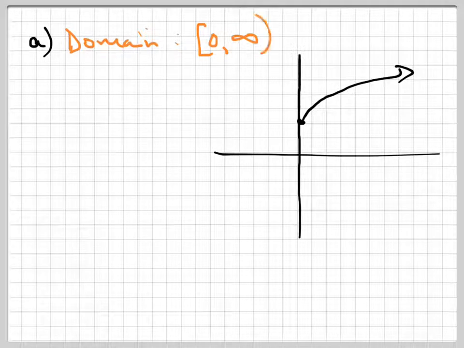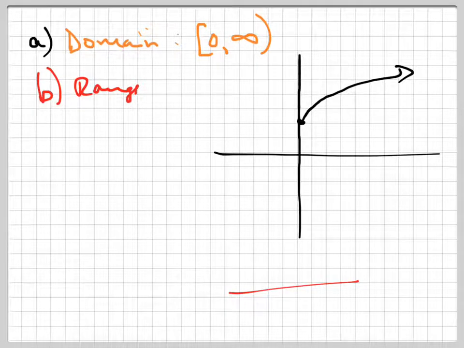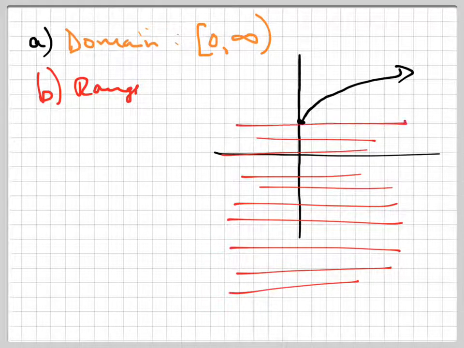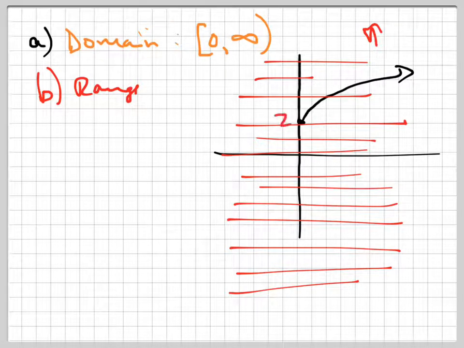The range, the next question, is similar. To find the range, instead of doing vertical lines, I do horizontal lines starting at negative infinity. No, no, no, no, no, no, no, no, yes, yes, yes, yes, forever. So at what point did I start hitting the graph? At 2. So from 2, including 2, all the way to infinity was my range.